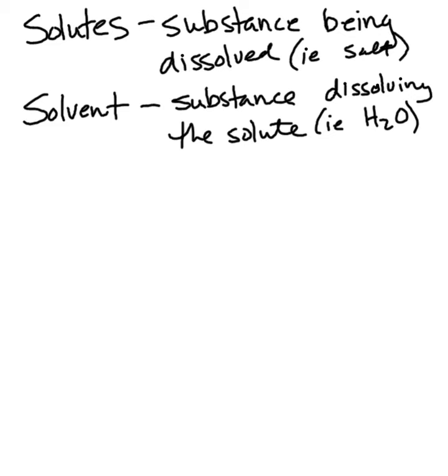So in many cases, water. Water is what we call a universal solvent, meaning it can dissolve a wide range of different types of compounds. And then other solvents include ethanol or propanol. Any type of alcohol can also dissolve substances. It can also be a solvent.